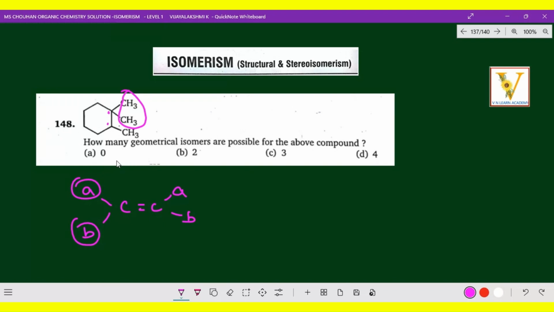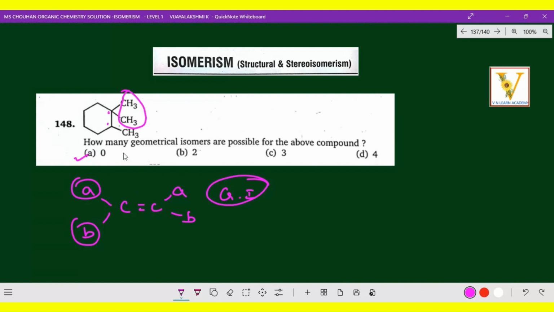So that means there are actually no geometrical isomers available. So how many geometrical isomers are available? Zero. I hope you got the clarity. How to identify geometrical isomers? Minimum 2 chiral carbons. Then only are geometrical isomers possible. Right. I hope you got the clarity.